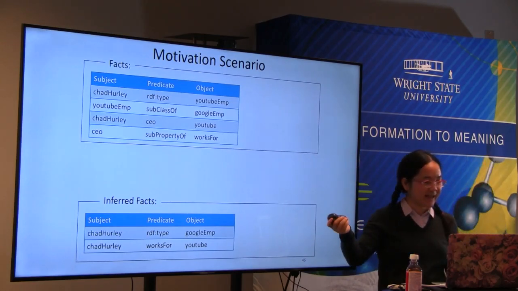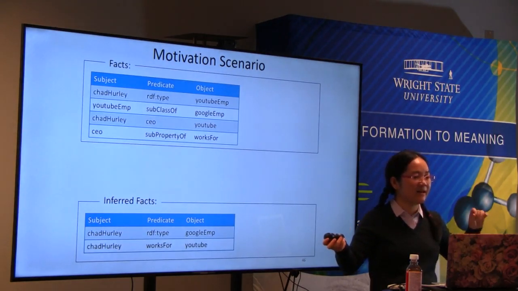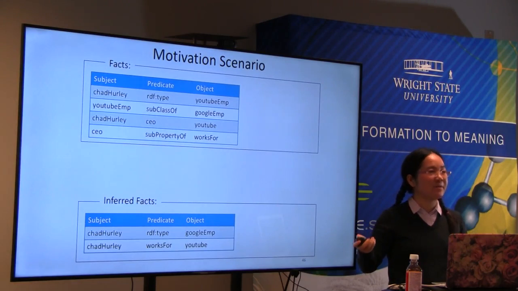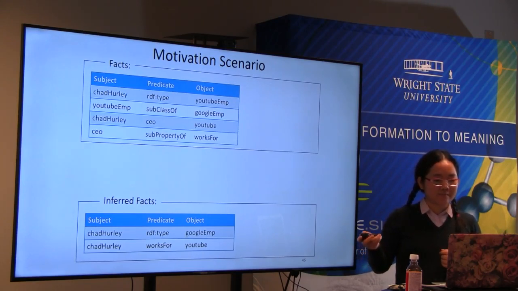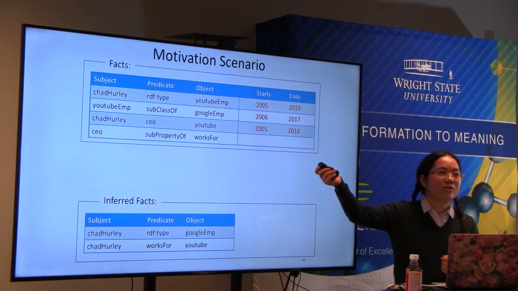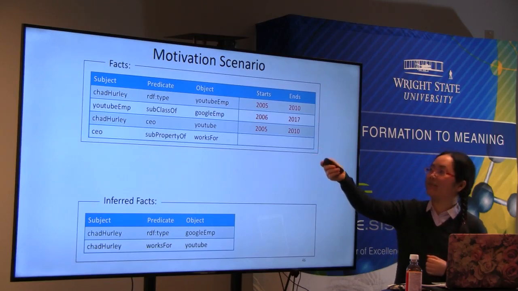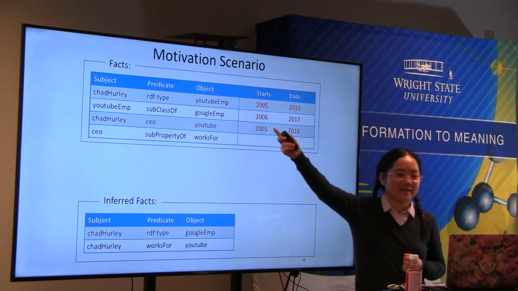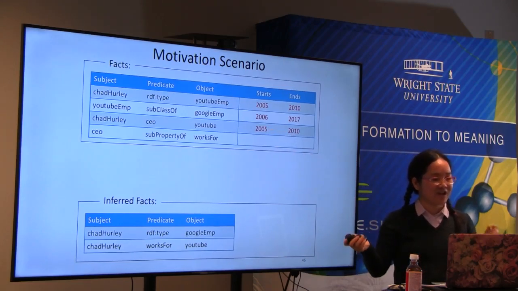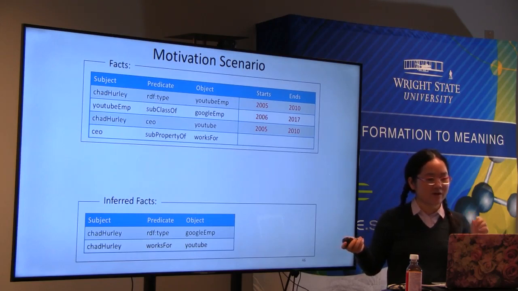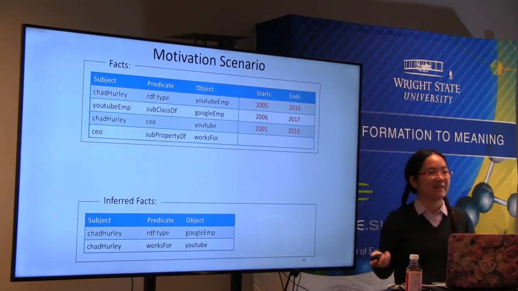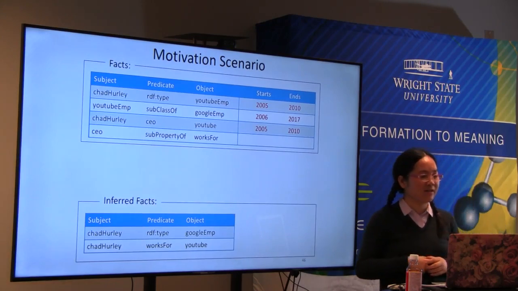For example, if we look at this example, we say that Chad Hurley is a YouTube employee, and YouTube employee is a subclass of Google employee. This example I took from another reasoning paper that provided the data set. Because Google acquired YouTube, all of the YouTube employees become Google employees, and the acquisition took place in 2006. So that's how we got the data: Chad Hurley is a YouTube employee from 2005 to 2010. After the acquisition, he stopped being a CEO.